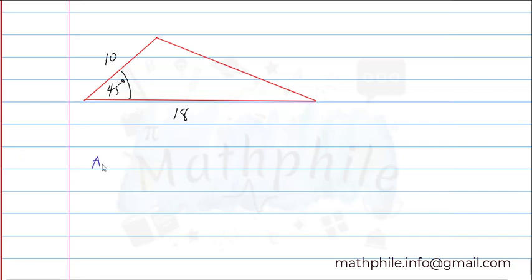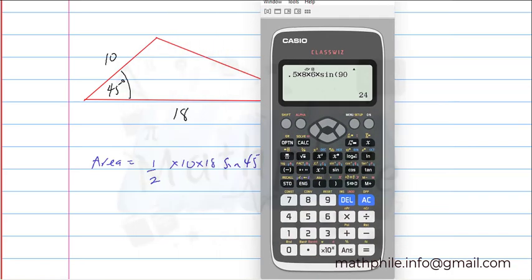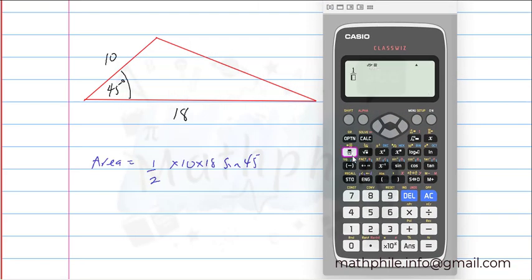What is going to be the area of the triangle? It will be half times 10 times 18 times sine 45. Good. So let's type this on the calculator. And sine 45 will be 0.5, won't it? No, sine 45 is root 2 over 2. Why? No, I thought you should know that.